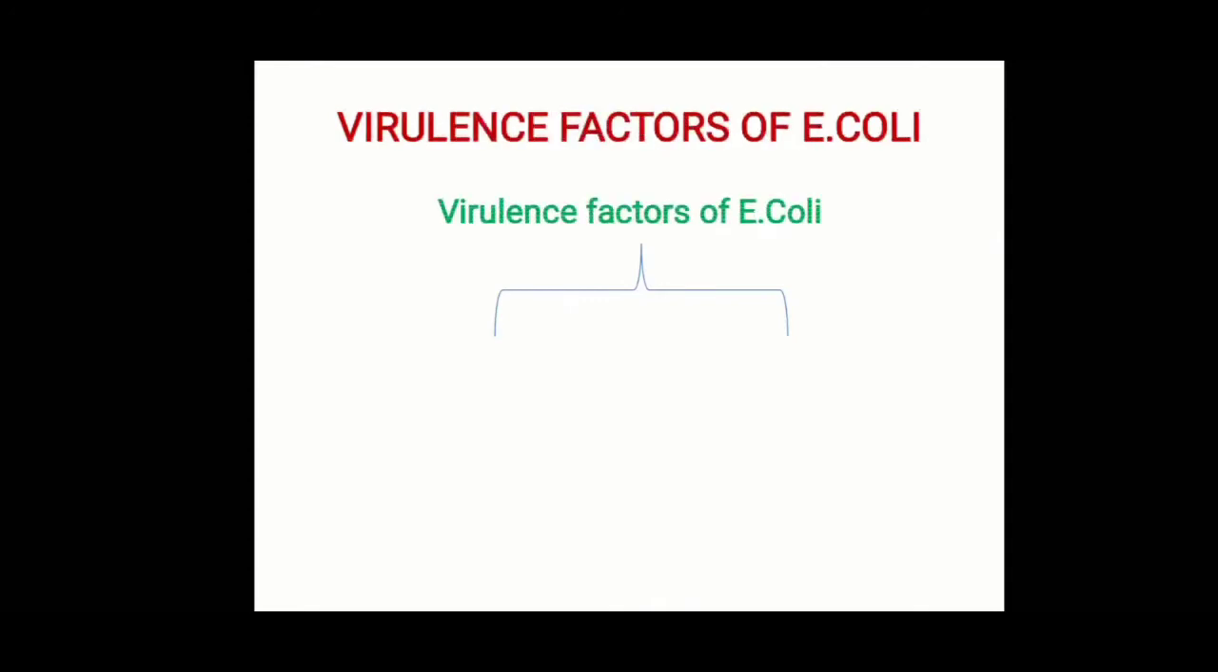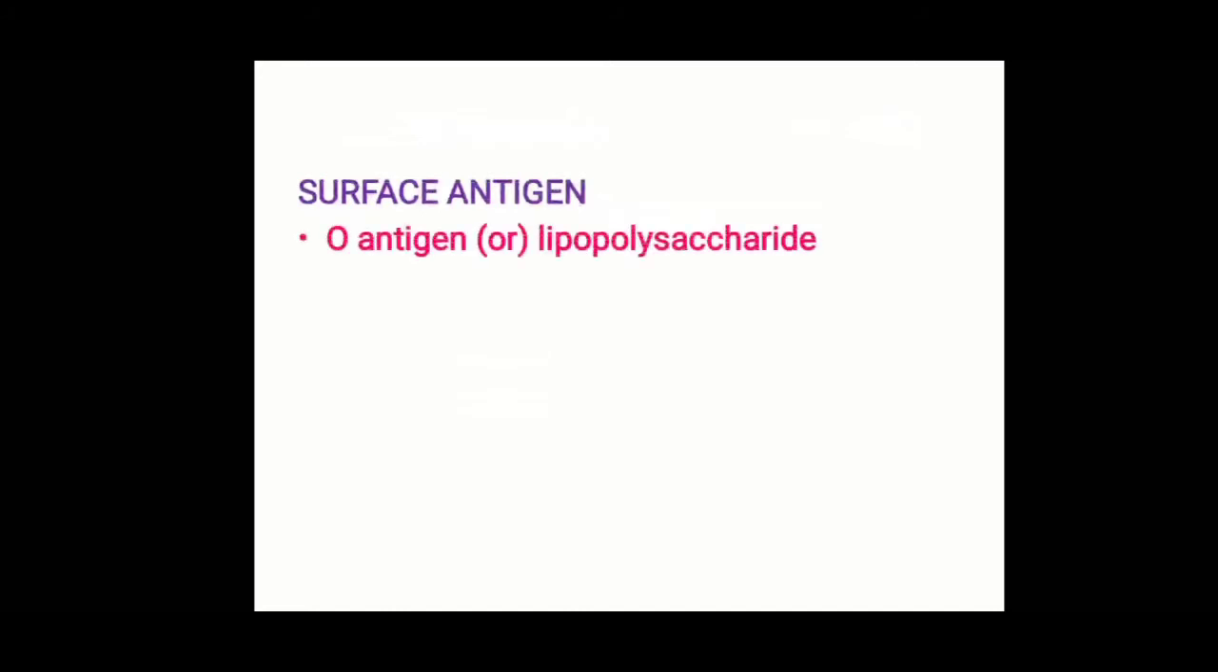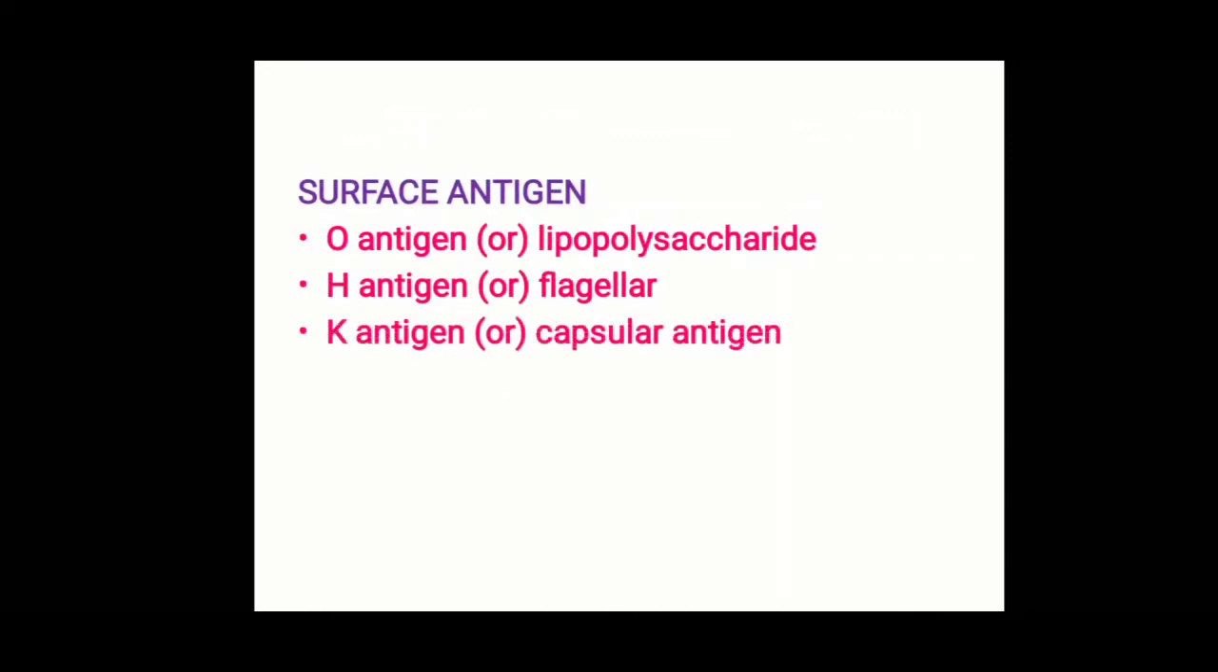The virulence factors of E. coli are surface antigens and toxins. Surface antigens, they are O antigen or lipopolysaccharide, H antigen or flagellar antigen, K antigen or capsular antigen, and fimbrial antigen.